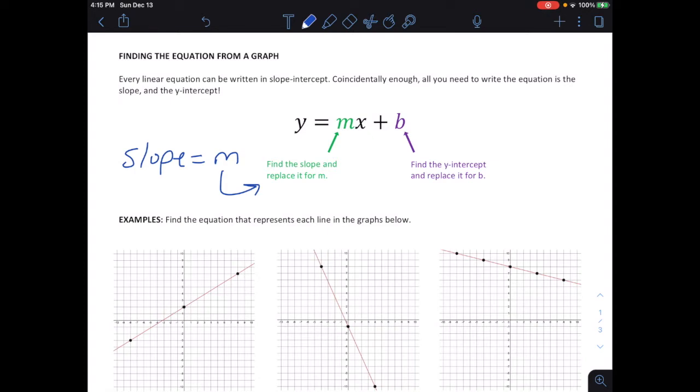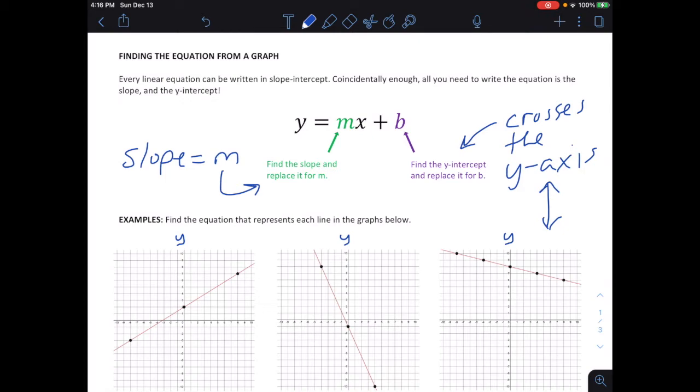And then the y-intercept is the new thing, and the y-intercept is where our equation crosses the y-axis. And the y-axis is the one that goes up and down. So on these first three, I could just go ahead and put a y on top here to represent that line. That line that I put the y on top of is the y-axis. So it's really simple to find the y-intercept.